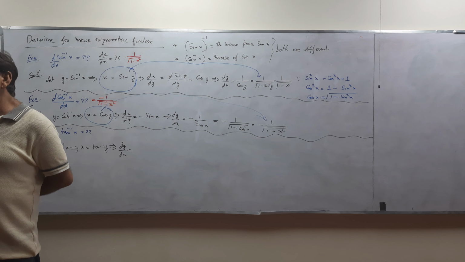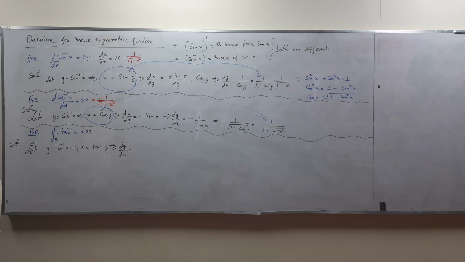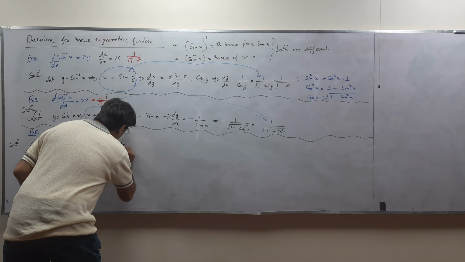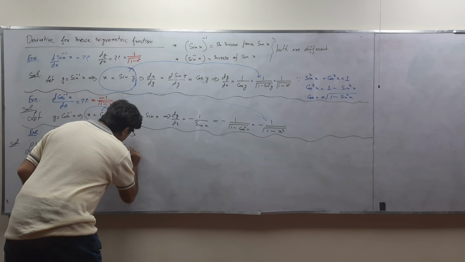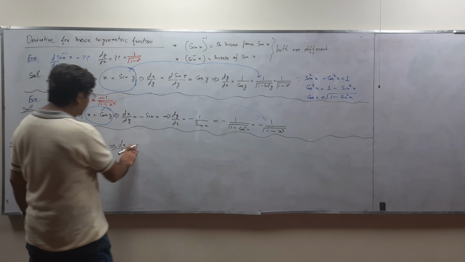What is the derivative of tan? The derivative of tan y is secant square y.